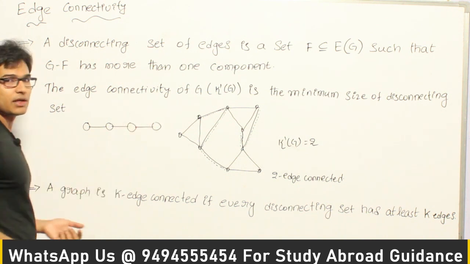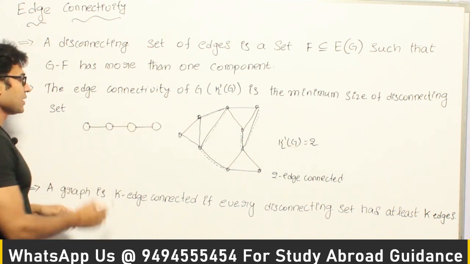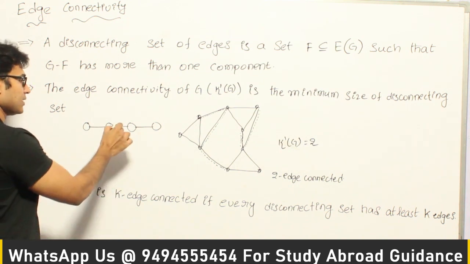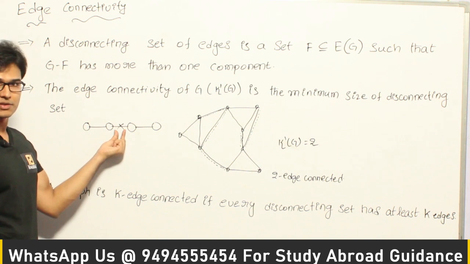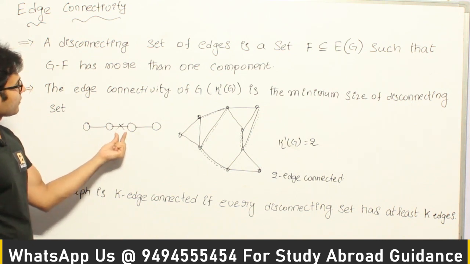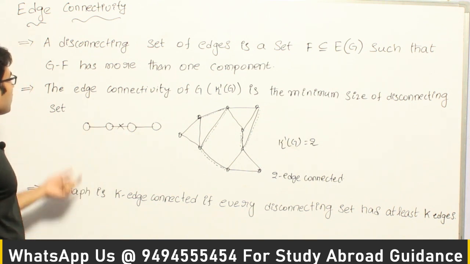So what I mean to say is, let us say you have something like this. It is a graph. Now if I want to disconnect it, you can delete any of the edges. I can delete this edge. Now it becomes disconnected. Therefore this edge is called a cut edge, right? Okay. And let's see the next one.